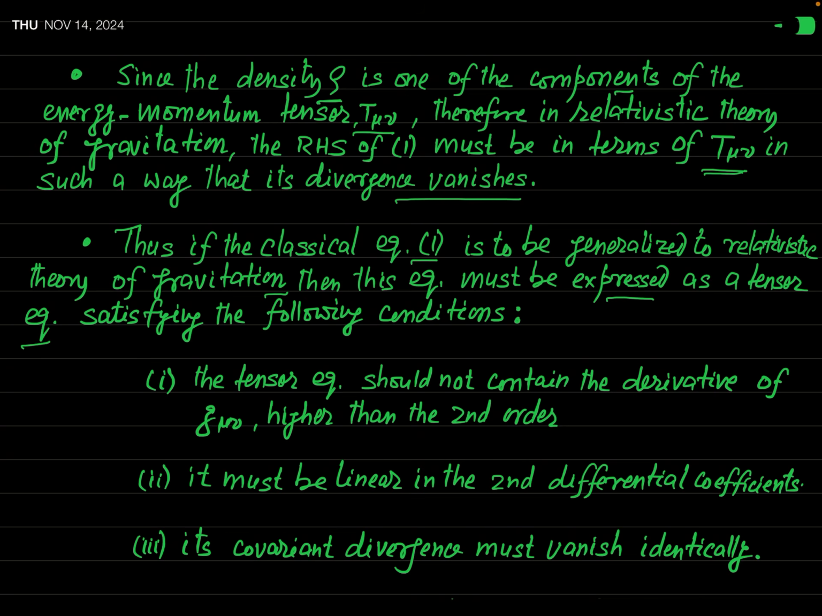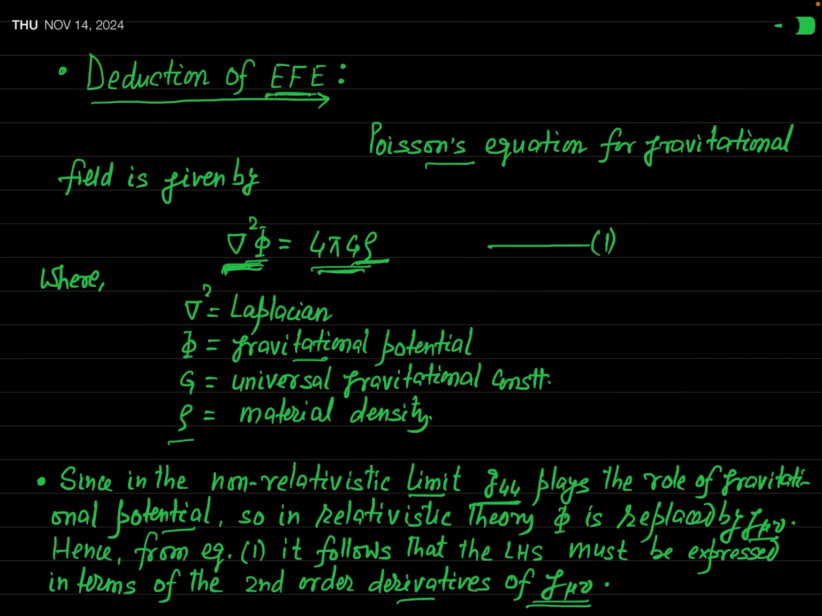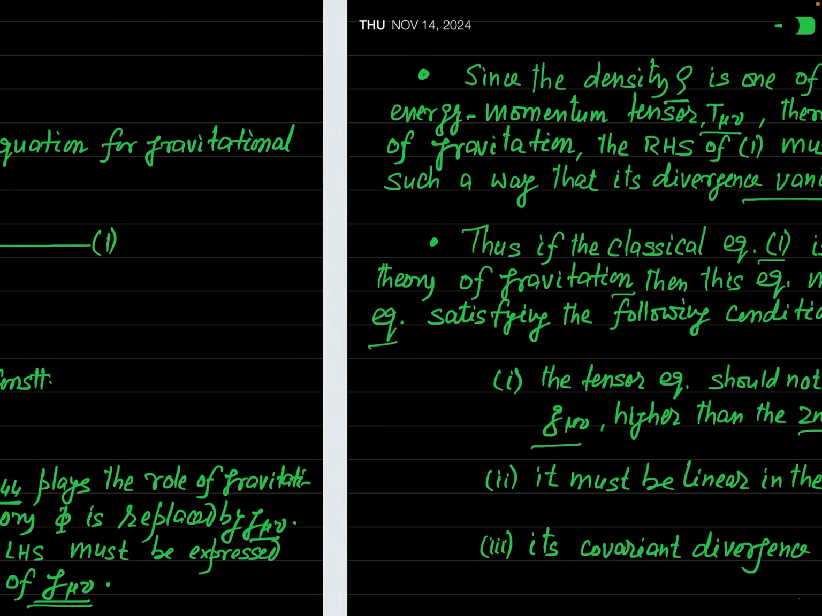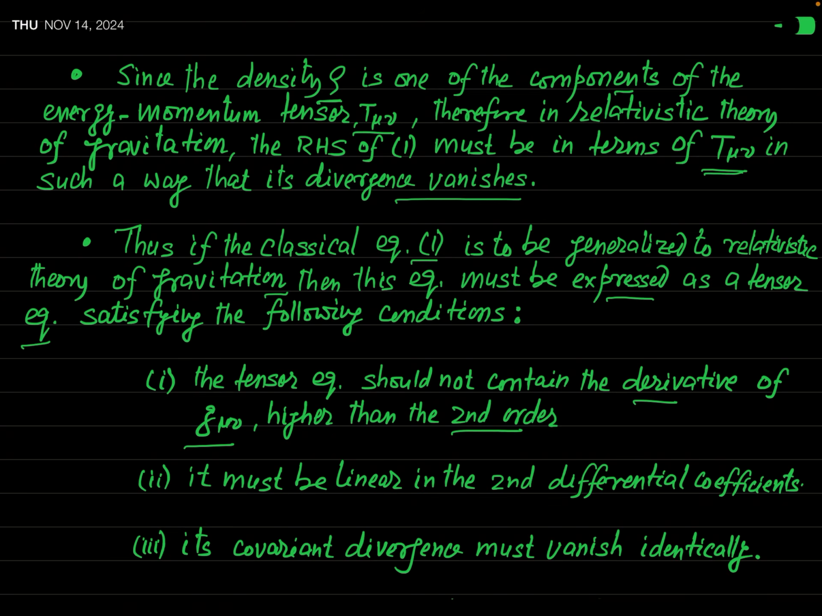The first condition is that the tensor equation should not contain a derivative of g mu nu higher than second order, because in the classical equation there is a second order derivative of the gravitational potential phi, and phi will be replaced by g mu nu. So definitely you cannot take a derivative of g mu nu higher than second order. We should take this condition into account when writing that equation.